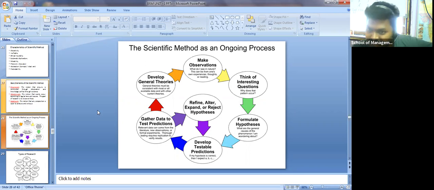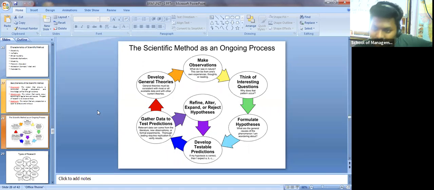Either it may be a literature review, or from customers, or new observations, or formal experiments, or any other form in which you are gathering or collecting the data. Either you depend upon primary or secondary sources. Then once you get that data, you refine, alter, expand, or reject, or do it again.